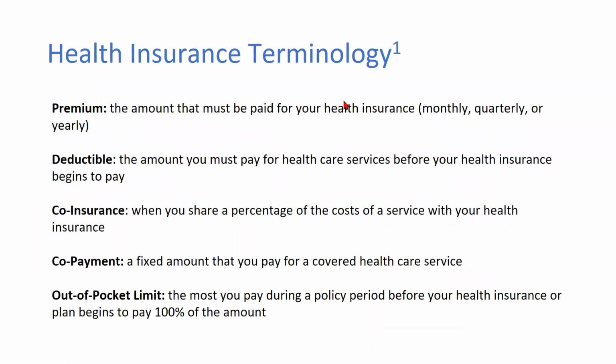Now, before we do that, I'd like to just go over some health insurance terminology so that we're all on the same page. In order to be able to compare healthcare plans, we have to understand different components of them. The first is the premium. So the premium is the amount that must be paid for your health insurance. This is a rate that you pay monthly, quarterly, or yearly to basically buy your health insurance.